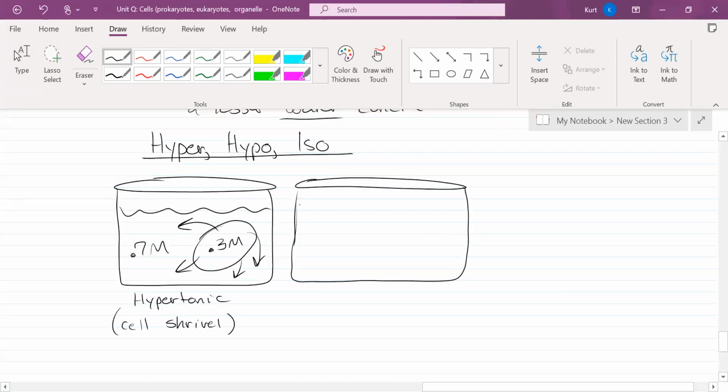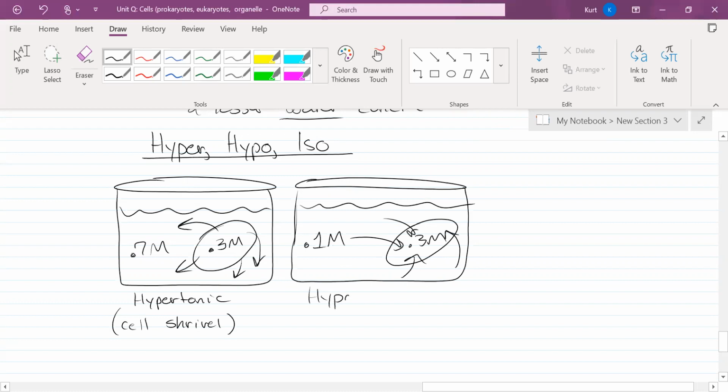Okay, let's do another one. Emma, your turn. We have a cell over here. It's 0.3 molar. Let's say the solution is 0.1 molar. Which way is water going to flow? Into or out of the cell? Into the cell. Because it always goes towards more concentration.